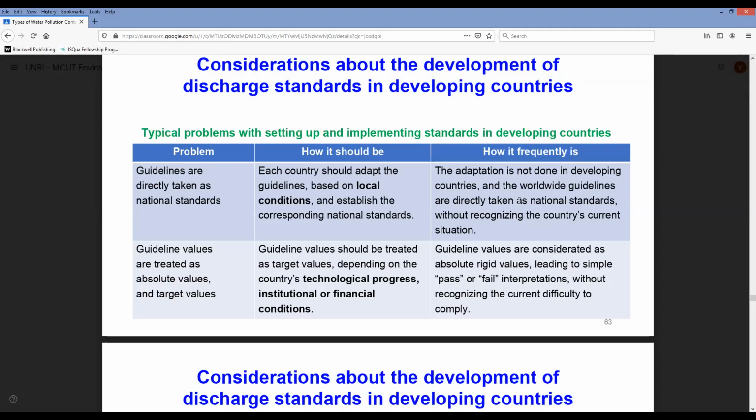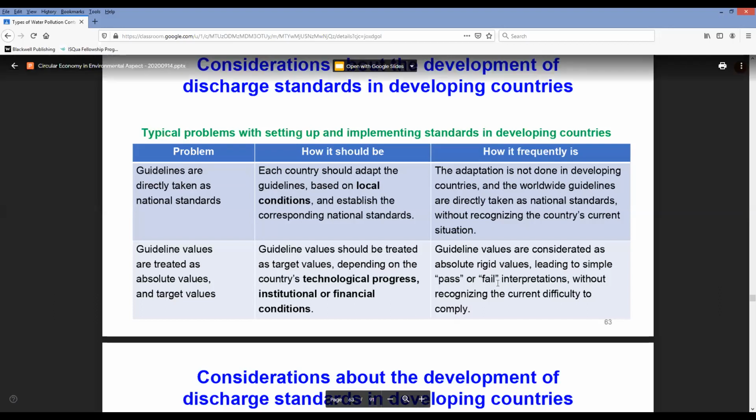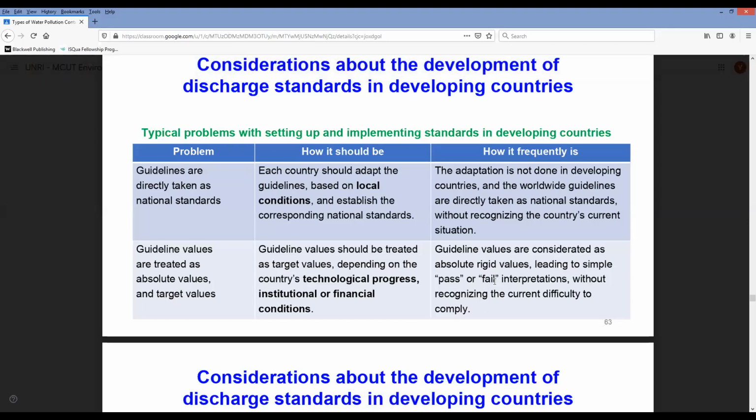Then the next one is that guideline values are treated as absolute values and not target values. So how should it be? Guideline values should be treated as target values depending on the country's technology, process or financial condition. So sometimes the government sets up a regulation which is too strict, but we don't have the technology to meet the regulation of the government. Okay, the next please.